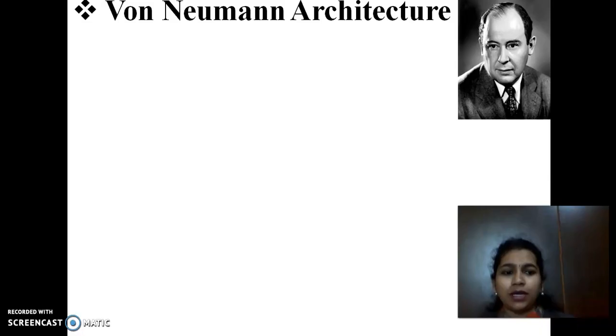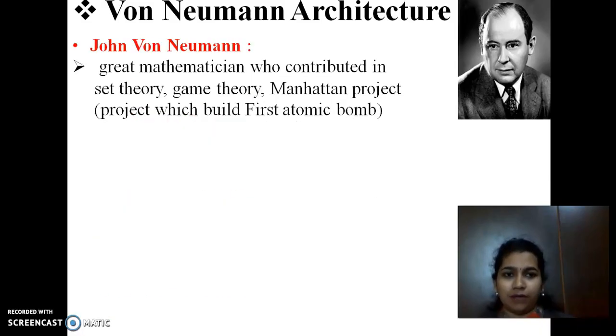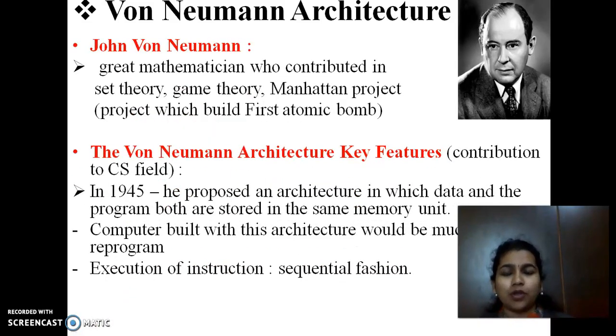So von Neumann architecture was developed. Who developed it? John von Neumann, who was a scientist, a great mathematician, who contributed to set theory, which you will be learning in the DMPT subject, then game theory that you play on your mobiles and your computers. Then he also contributed to the Manhattan Project. This Manhattan Project was the first atomic bomb project.